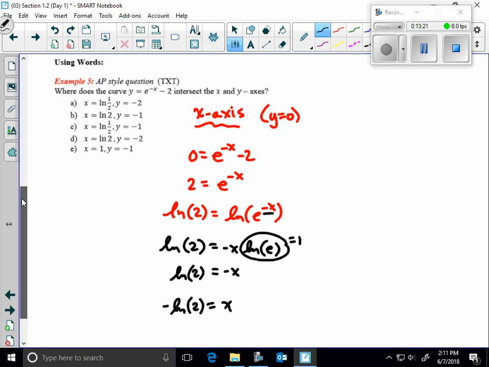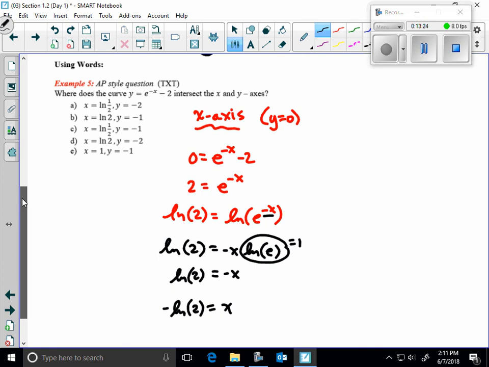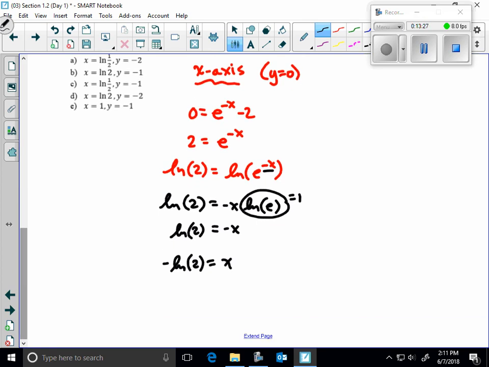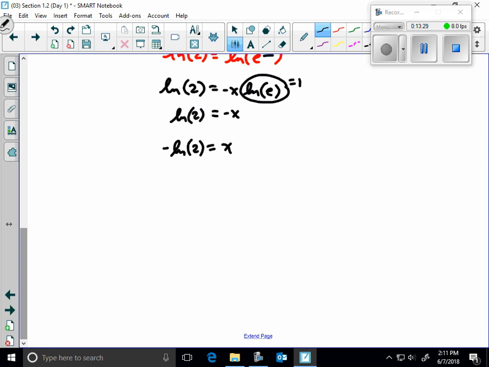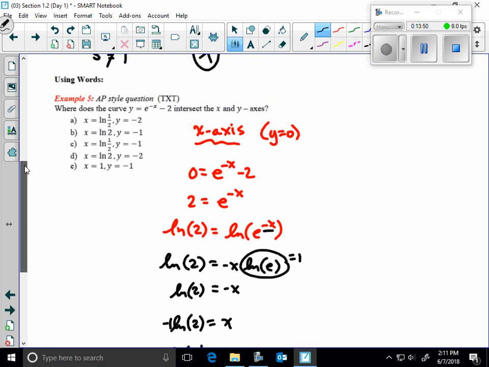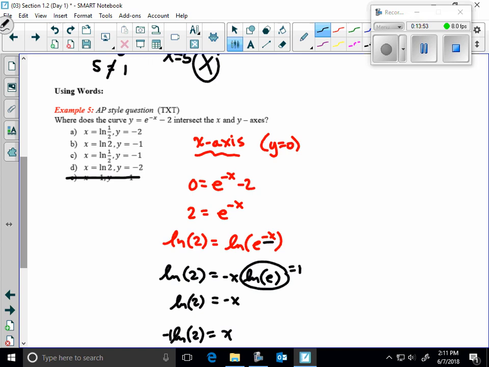Well, I don't see a negative natural log of 2 anywhere. I see a natural log of 2 and a natural log of 1/2. Another property of logs. This negative symbol is like a negative 1 out in front. I can do the reverse of what I just did with the natural log up here. Right, I pulled that negative x out in front. Now I can put that negative 1 up as the exponent. Well, I still don't see that as an answer. Well, what's 2 to the negative first? It's 1/2. So at x equals 1, natural log of 1/2, looks like I can eliminate this, this, and this. I'm just checking to see if y would equal negative 2 or negative 1.